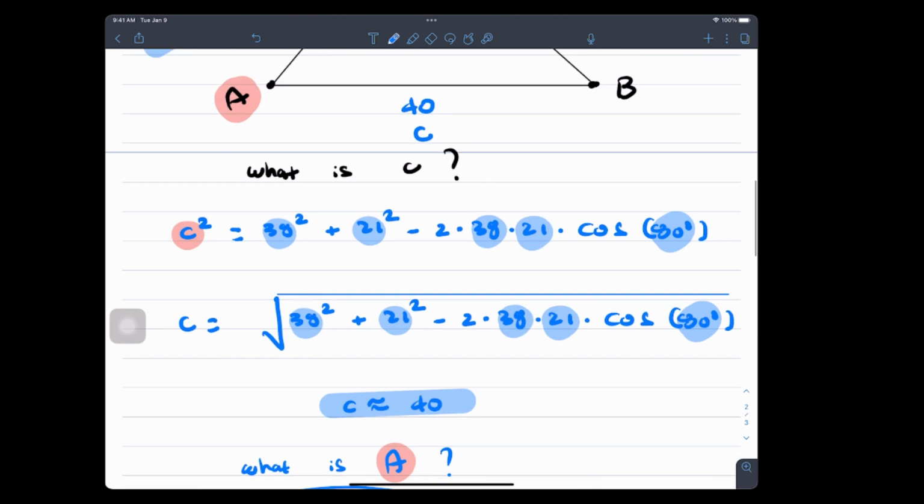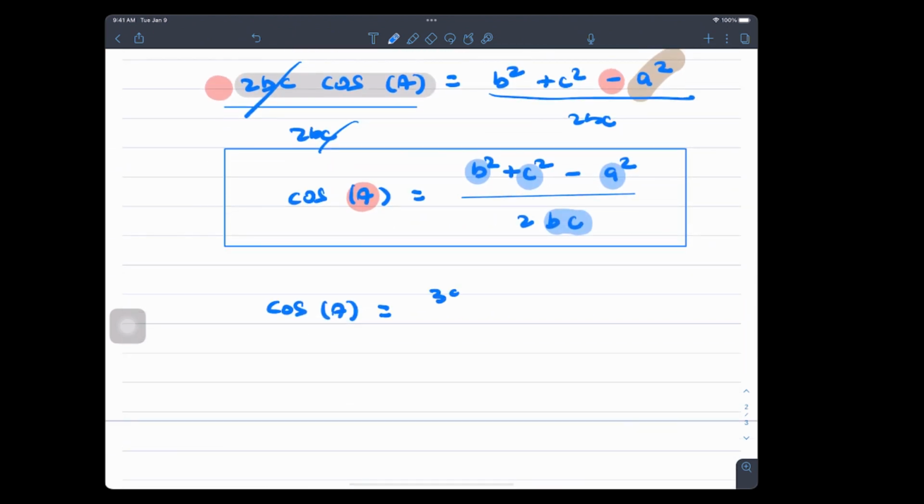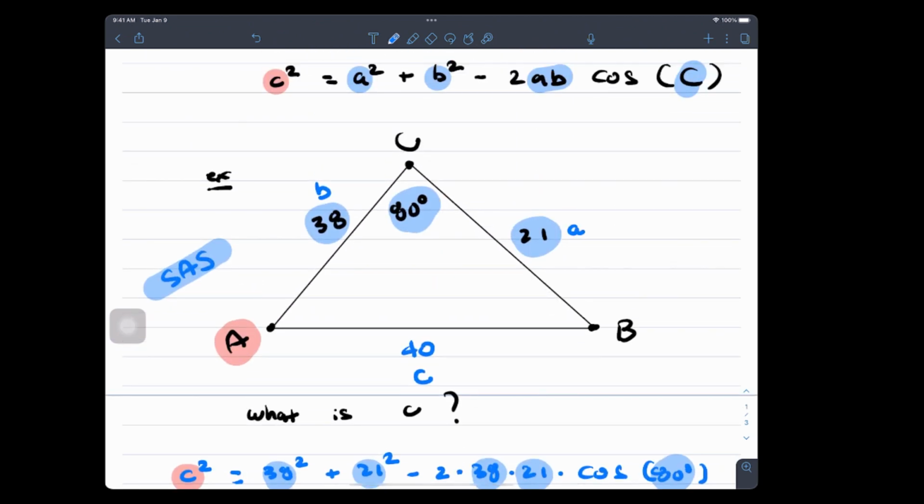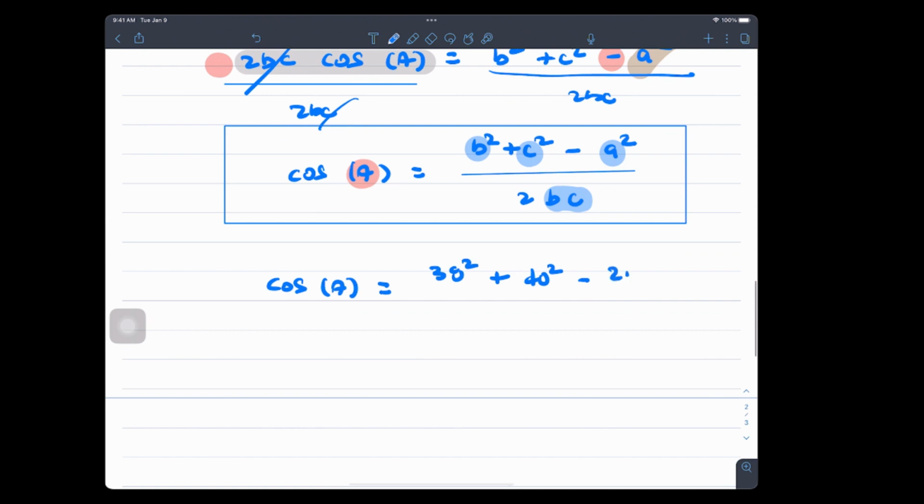Okay, let's be more specific. Little b is 38. So we say, okay, that's 38 squared plus 40 squared minus, what's that little a? We just found that, I think. Yeah? Little a is 21. So it's minus that 21 squared over 2 times that b and c. So it's 38 times 40.